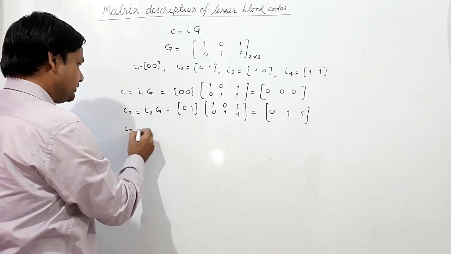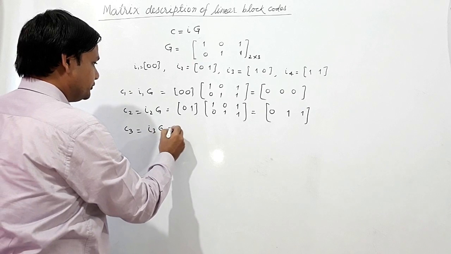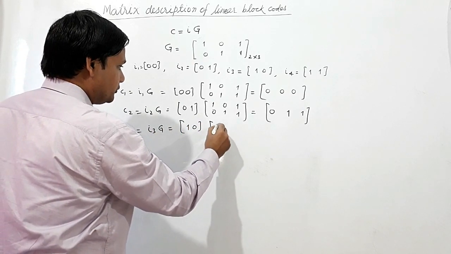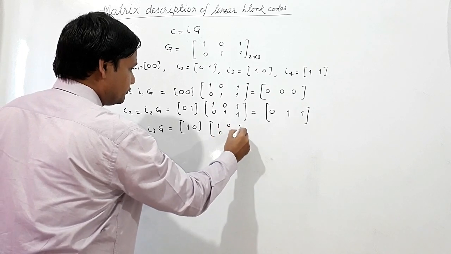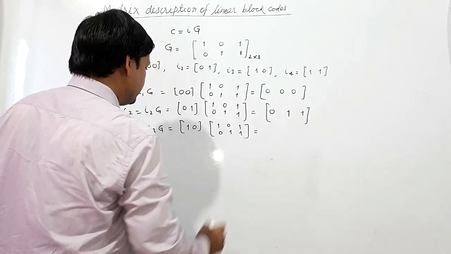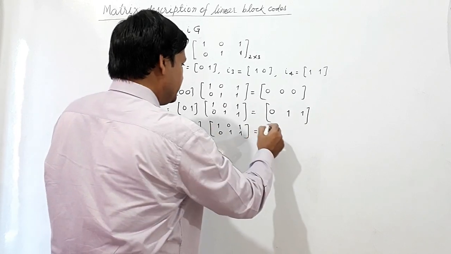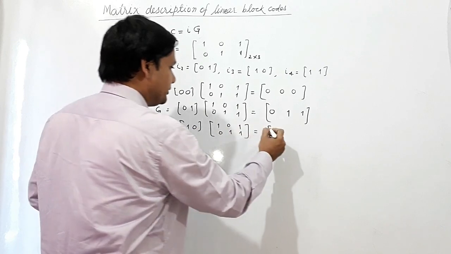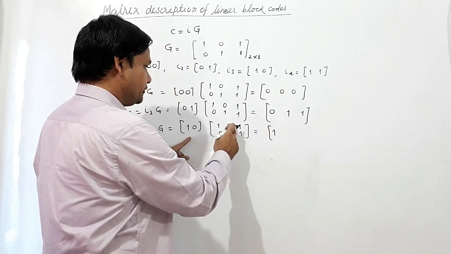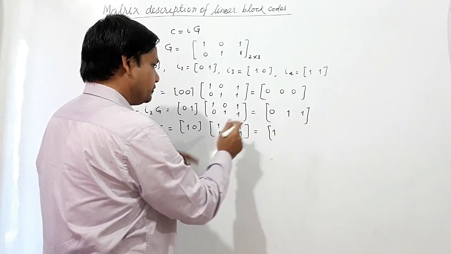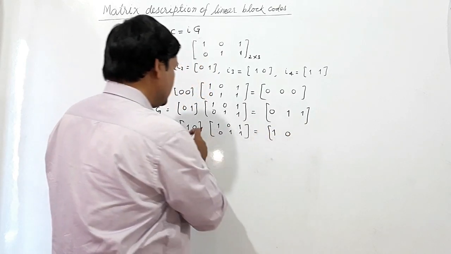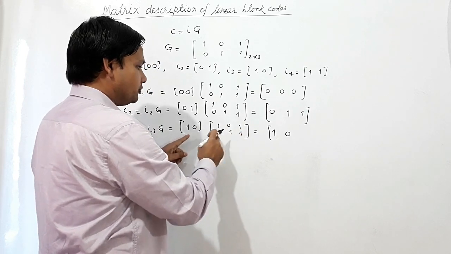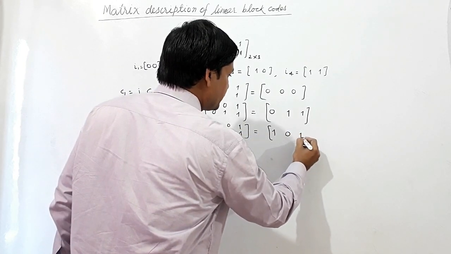C3 will be I3 into G, 1, 0 into 1, 0, 0, 1, 1, 1. It will come out to be 1 into 1 will be 1, 0 into 0, 0. So 0 plus 1 will be 1, 1 into 0 is 0, 0 into 1 is 0. So 0 plus 0 will be 0. 1 into 1 will be 1, 0 into 1 will be 0, so 1 plus 0 will be 1.